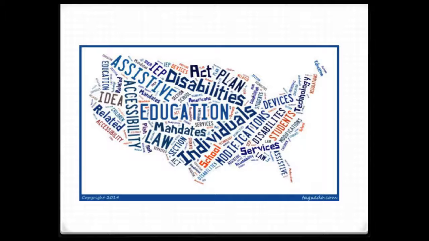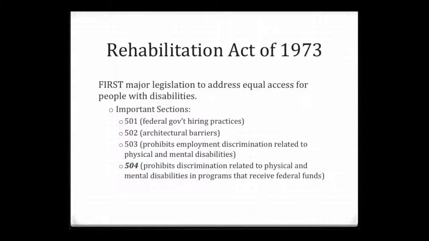Here we go. The Rehabilitation Act of 1973 is really the first legislation to address equal access by people who have disabilities by paying specific attention to the barriers that must be removed in order for this access to exist. The Rehabilitation Act of 1973 now contains several important sections that have expanded its definition.